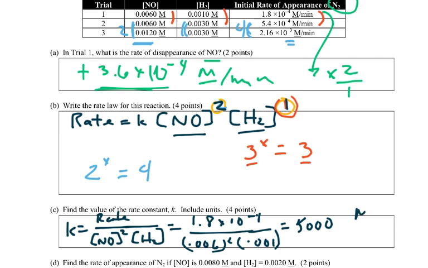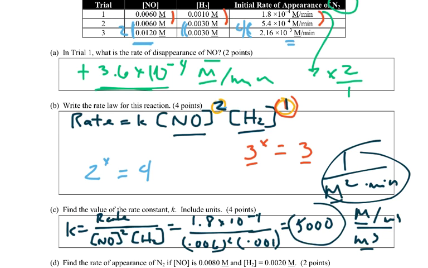Now what have I got? I've got moles per liter per minute over moles per liter, moles per liter, moles per liter cubed. So that's going to end up with moles per liter on the bottom, squared. I'm going to write it over here. So it's 1 over moles per liter squared minutes. Okay, so that's my unit. That's my answer. And I'm running out of time.